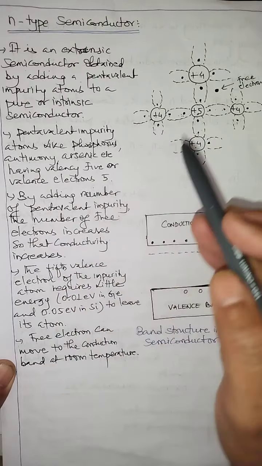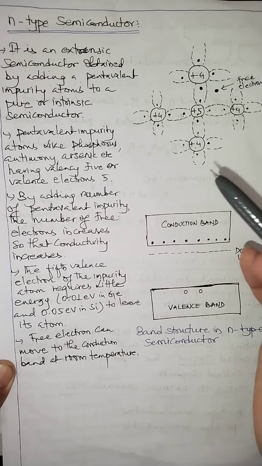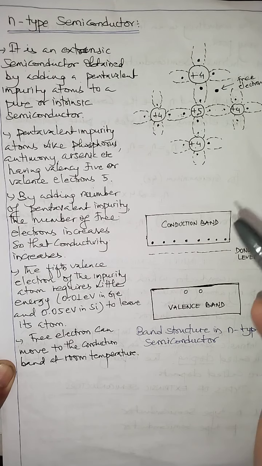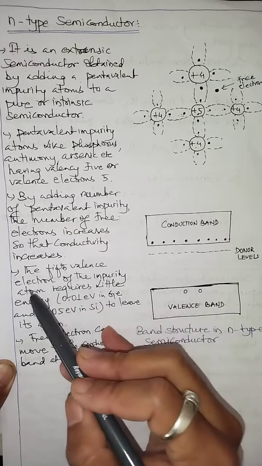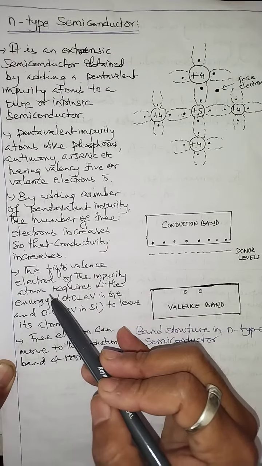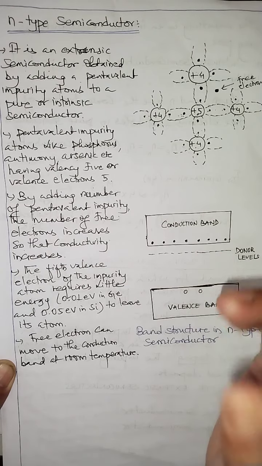Thus, every impurity atom has one electron free. A pentavalent impurity atom has one electron free, and this electron is the fifth electron. That's why I have written the point out here. The fifth valence electron of the impurity atom becomes free, and this electron requires a very small amount of energy.